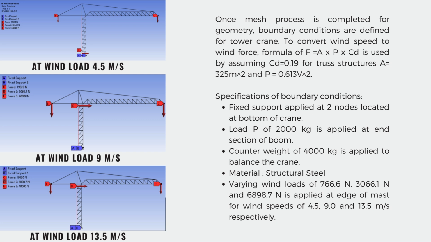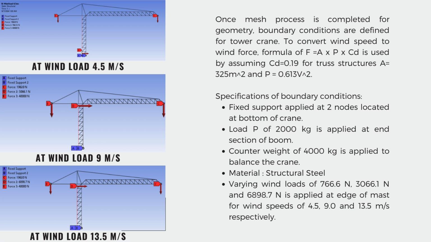Once the mesh process is completed for the geometry, boundary conditions are defined for the tower crane. To convert wind speed to wind force, the wind force formula is used by assuming the drag coefficient equals 0.19 for truss structures, and the area is 325 square meters. The specifications of the boundary conditions are as follows.